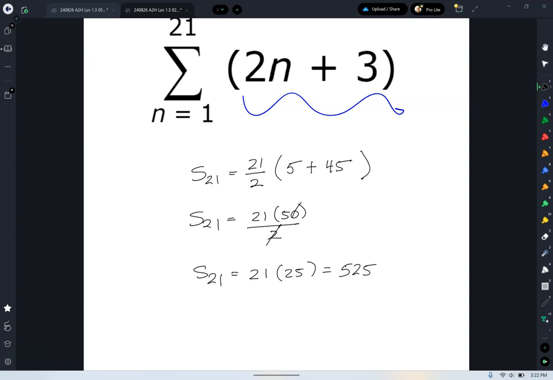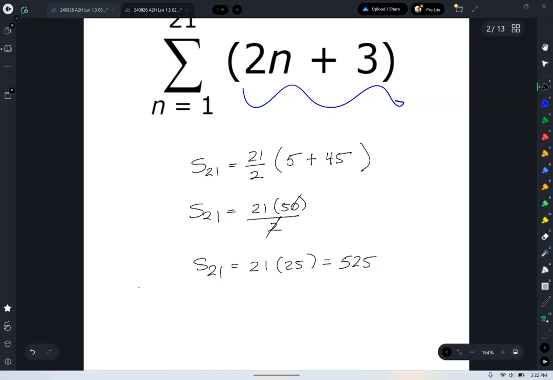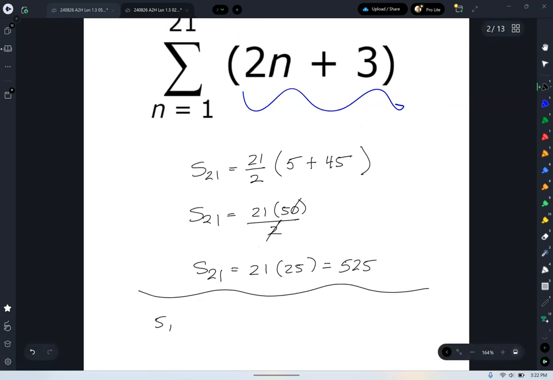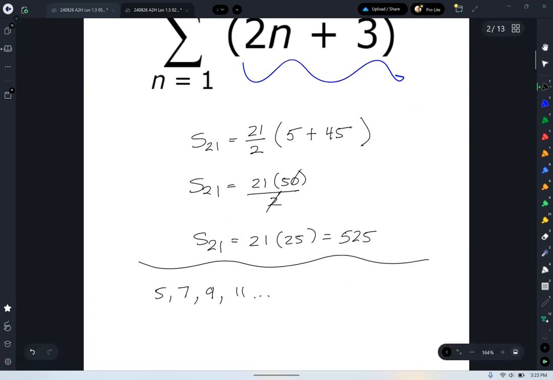And so we could go, well, let's see. The first term was 5. What's the second term in this sequence? What's the value of term number 2? 7, right? 2 times 2 is 4, plus 3. What's the value of the third term in the sequence? 9. 3 times 2 is 6, plus 3 is 9. What's the value of the fourth term in the sequence? What's the common difference? Okay, so this has a common difference of 2.